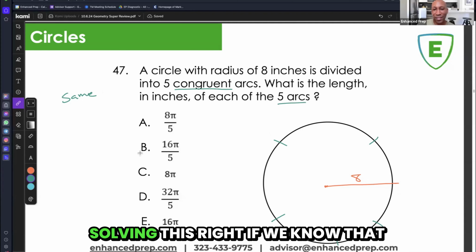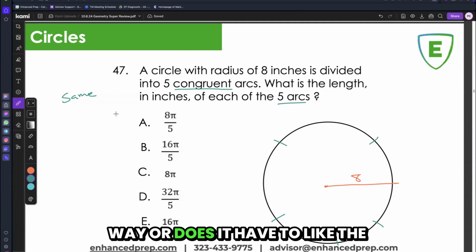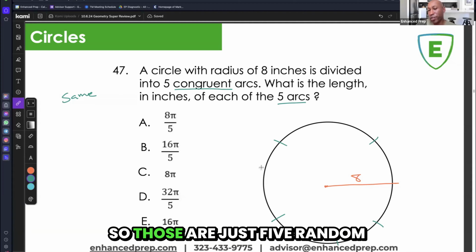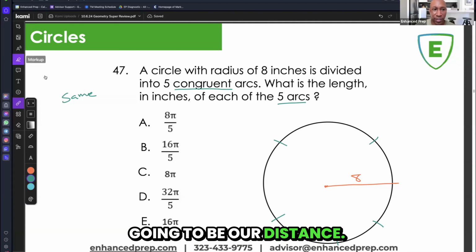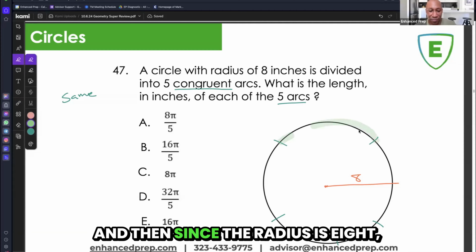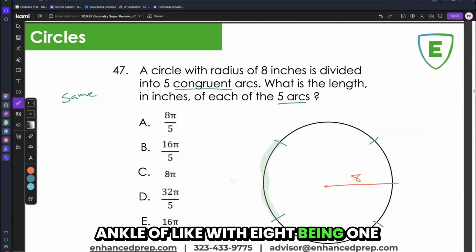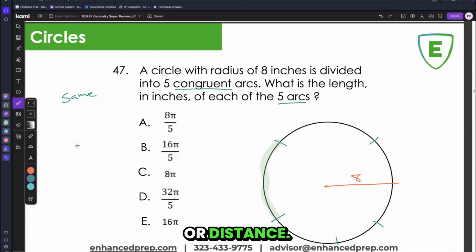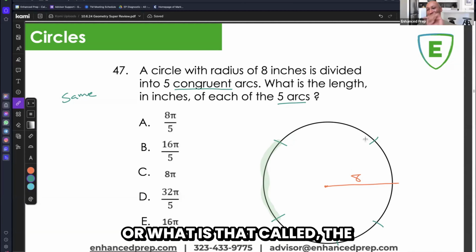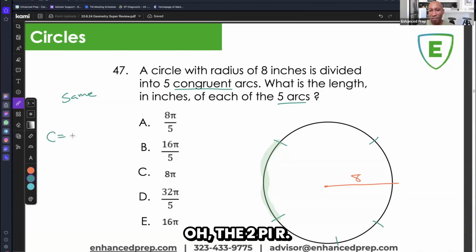So how are you thinking about solving this? If we know that we have 5 arcs, we have our radius. Can you split it all the way, or does it have to be the small marks on the circle? Those are just 5 random marks, but they're all congruent. So we know that the arc is just going to be our distance. Since the radius is 8, you can measure the angle with 8 being one of the sides. So what is going to be our distance around the whole circle? That's the degree, but what about the distance? What is that called? The distance around a circle. Circumference. Circumference, right? So what is the equation for a circumference? Oh, 2 pi r. Perfect. 2 pi r. Great job.